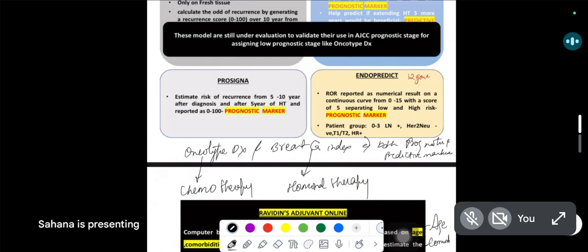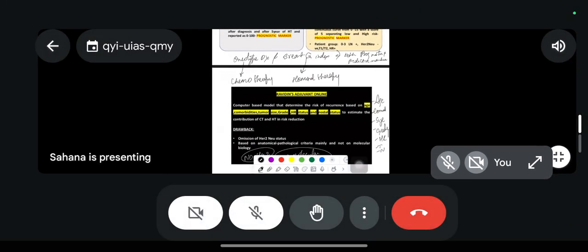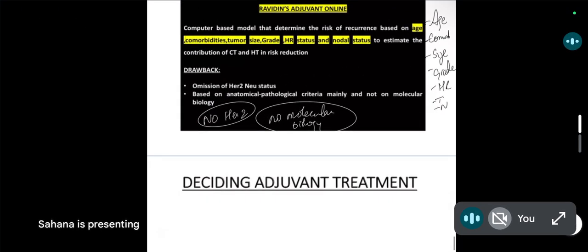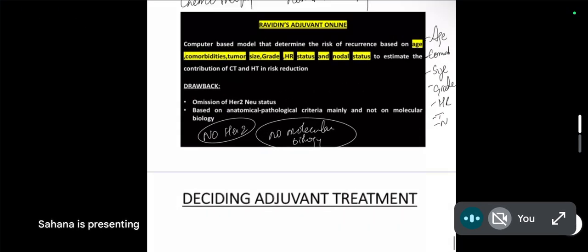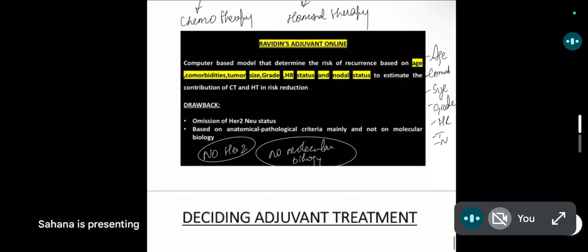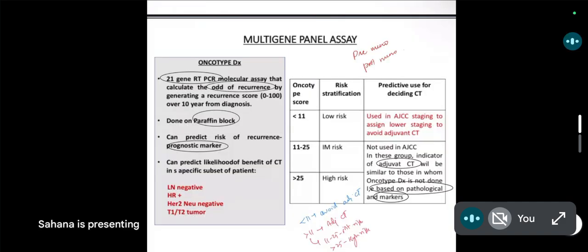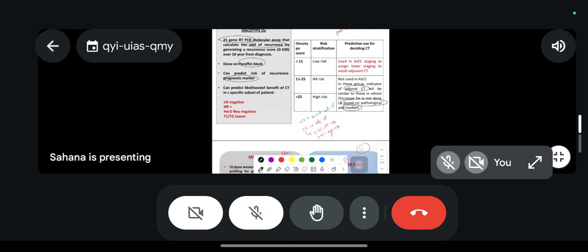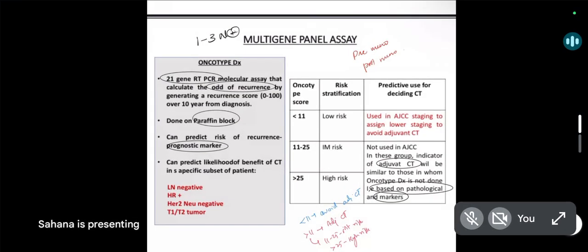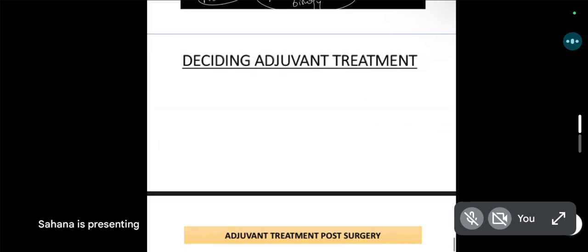Prosigna and EndoPredict. EndoPredict is a 12 gene model with a risk of recurrence score. This is done for 0 to 3 lymph node positive patients, HER2 negative, T1 T2, with hormone positive. Oncotype DX is also for node positive also, and it's also valid. Now it is there for 1 to 3 lymph node positive. So when we go through that NCCN, we can see those tables actually.